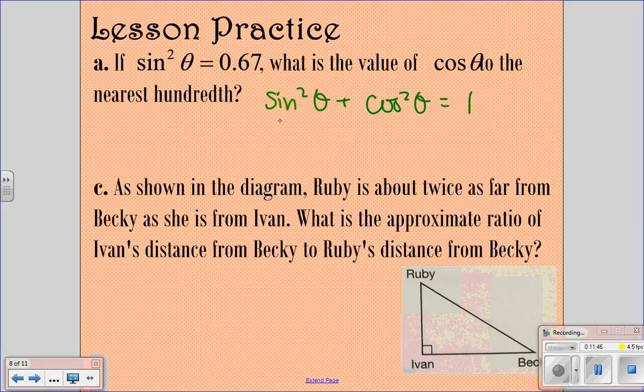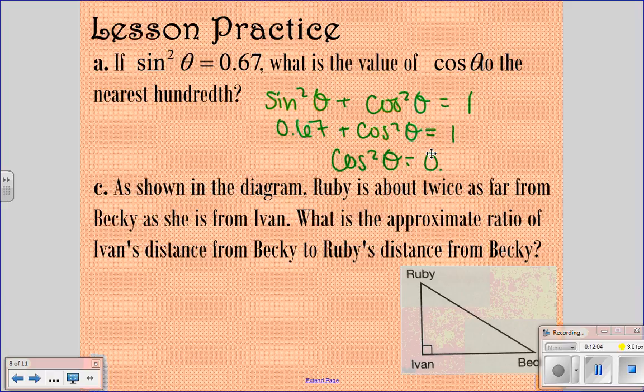They told us that sine squared was 0.67. So we don't have to square this because they said sine squared is that. So this sine squared is 0.67, and then plus the cosine squared theta equals 1. So if you subtract, cosine squared is going to equal 0.33. And so then you're going to take the square root of both sides to get your cosine. And so the cosine of theta is going to be 0.57. Okay? So that's how that would work.